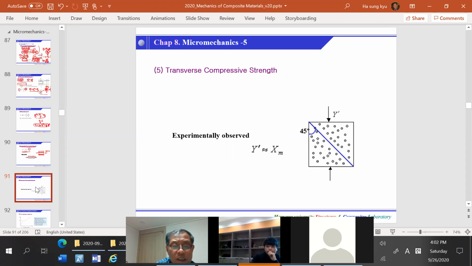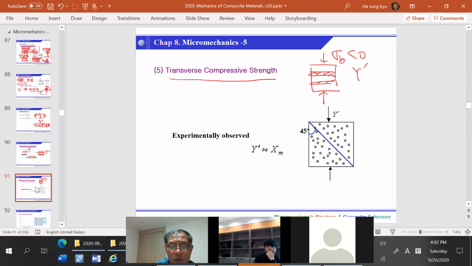And the same for the transverse compressive strength. The transverse compressive strength is this and that. When this is subject to a sigma y which is negative, then the strength we call y prime, and y prime is also matrix dependent, and we often assume it is not exactly the same, but it can be closely related to the resin strength. Okay, resin strength.